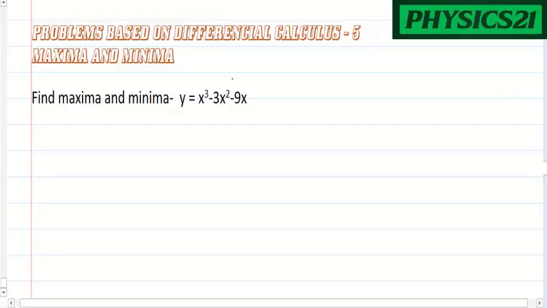In this module, I will explain maxima and minima and the use of the maxima and minima in physics. In the first problem, find maxima and minima if y is equal to x cubed minus 3x squared minus 9x.